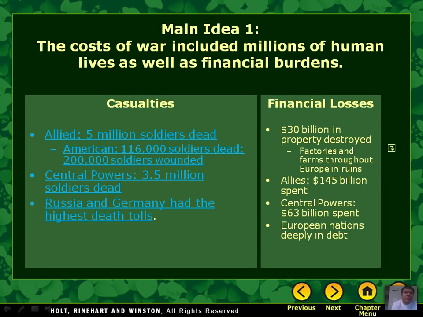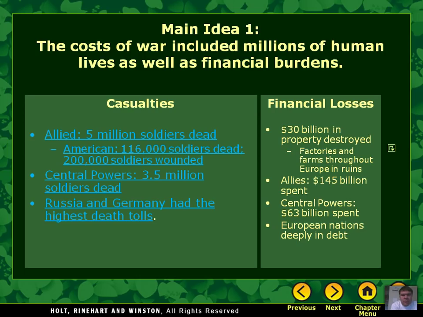All right, some of the costs of war. The Allied countries suffered 5 million soldiers dead. America, because it came in so late, had a smaller number of wounded and killed, but still a very large number. 116,000 U.S. soldiers were killed during World War I. 200,000 were wounded. Now, the Central Powers suffered 3.5 million soldiers dead. Russia and Germany had the highest death tolls.